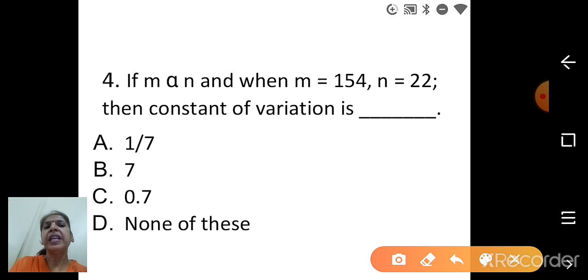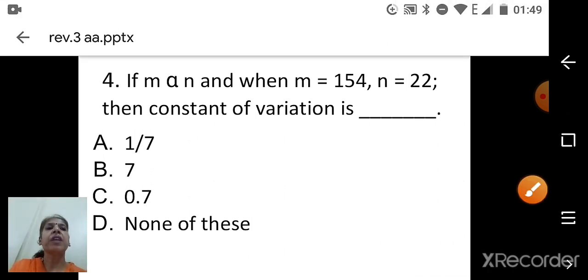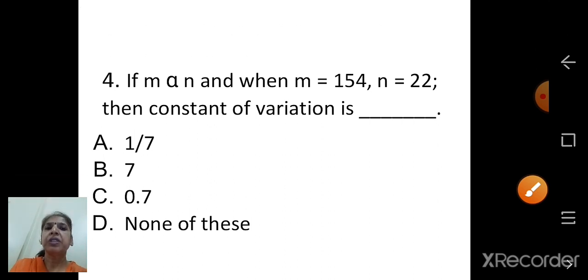M varies directly as n. So m upon n. That also you have to be very careful. Which letter first? M. M upon n. So 154 divided by 22. You will be getting the answer 7. So this is the way you are going to solve multiple choice questions. Though options are given, you have to do the calculation. You have to do it correctly, neatly in the book, and you will surely get the correct answer.